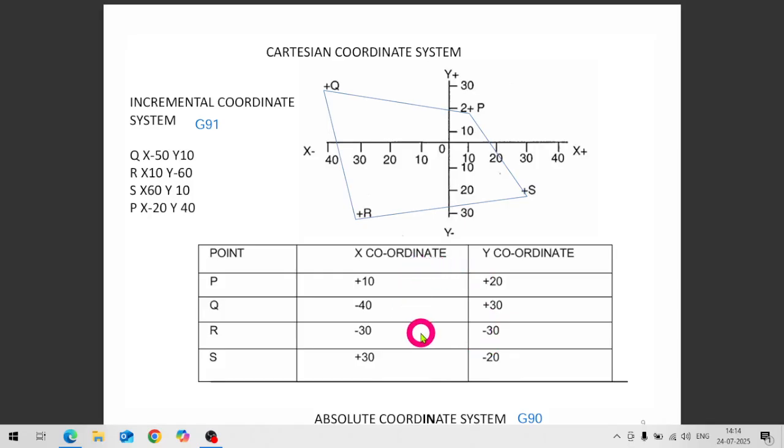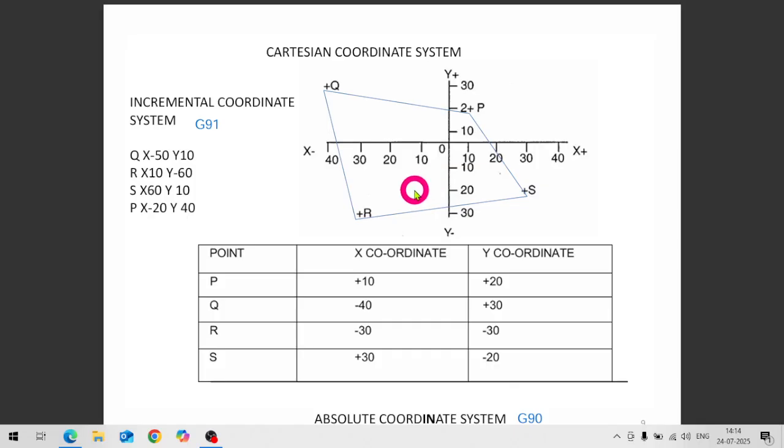So these are the coordinates in absolute mode. Absolute means all points are defined with respect to the origin. This is our origin, and origin means it is at x0, y0. So in the absolute coordinate system, G90 is the command for that in CNC. So we define all of these this way in absolute mode.